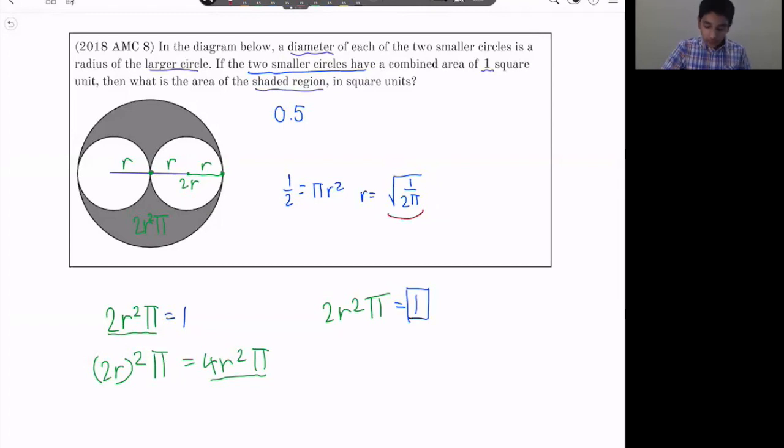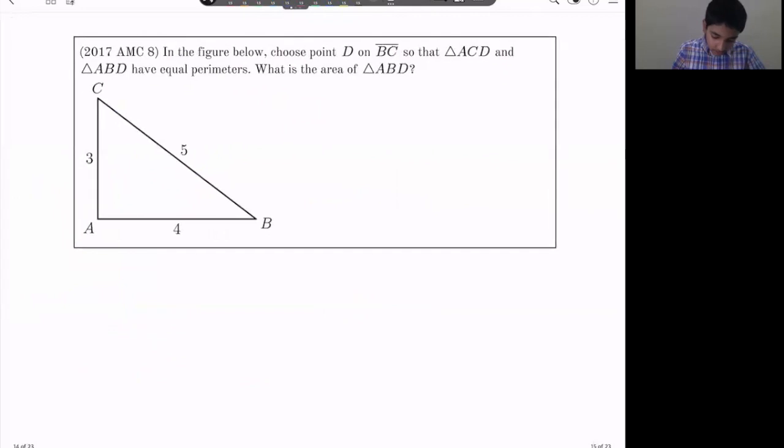So are there any questions on this problem or technique? Okay, since there are no questions, we'll move on. So this is a slightly more tricky problem that we're going to do.